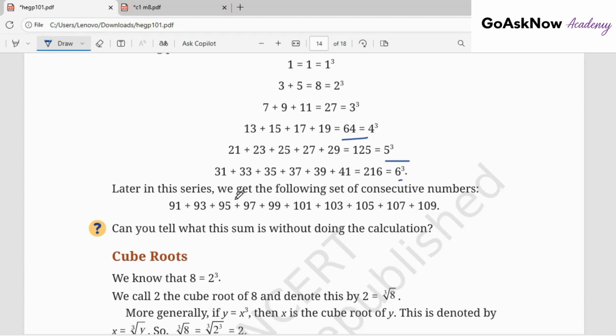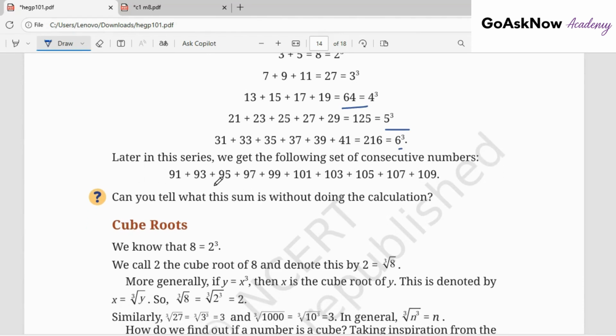And later in this series, we get the following set of consecutive numbers. You have to find the sum. Can you tell what this sum is without doing the calculation?